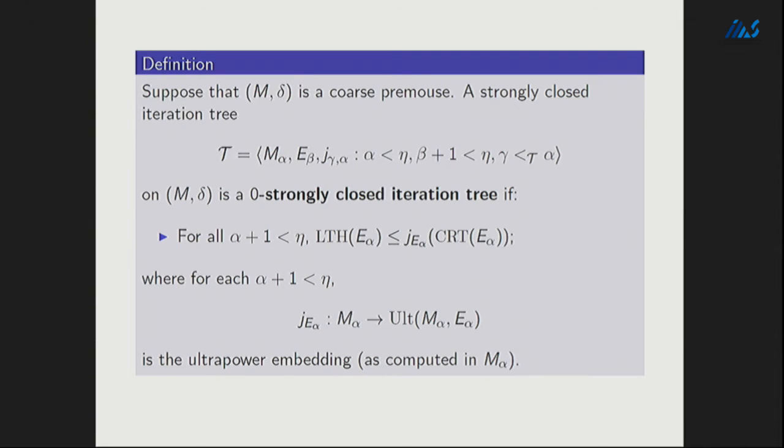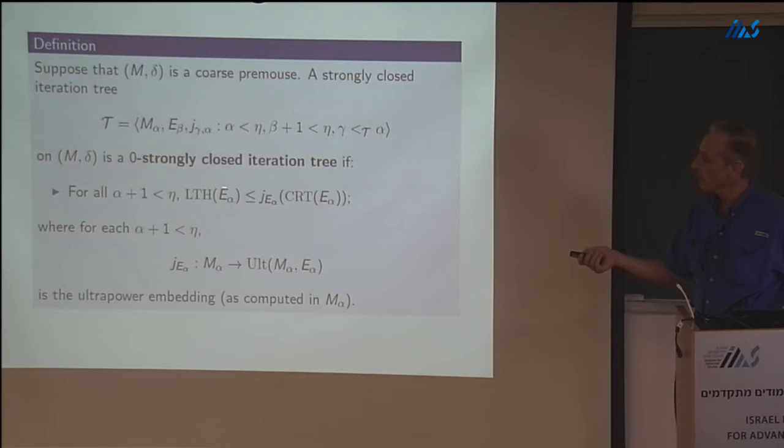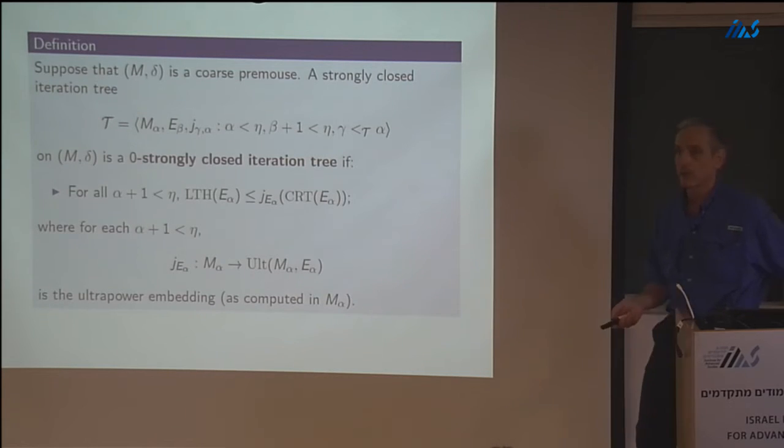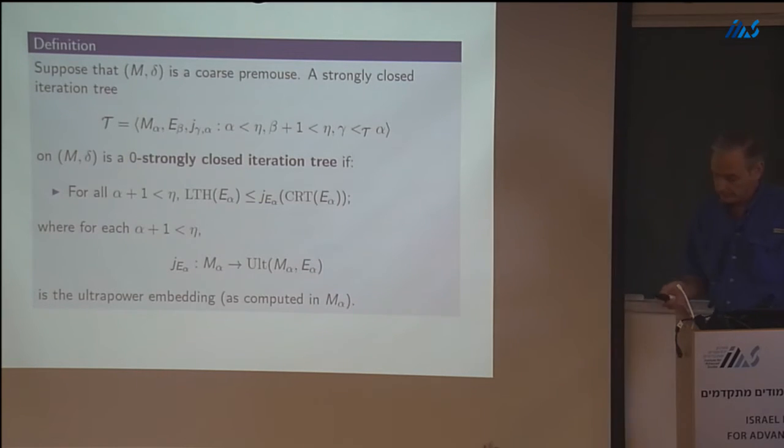Okay, now we're going to really narrow down and say it's a zero strongly closed iteration tree. Again, we have a coarse pre-mouse, and it's now a strongly closed iteration tree on the model. It's a zero strongly closed iteration tree if for all extenders in the tree, its length is less than the image of the critical point of the extender. That would be kappa E alpha star as computed in M alpha, where this is the ultrapower embedding. So these are called short extenders, and their associated spaces are always the critical point. So these were the kind of extenders that were originally studied in iteration trees.